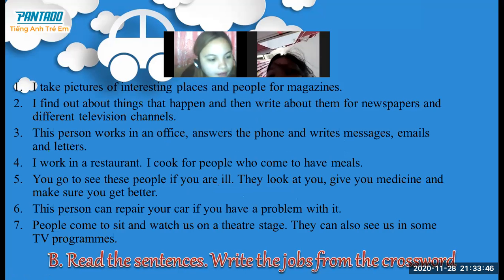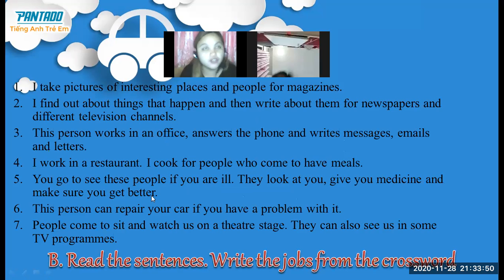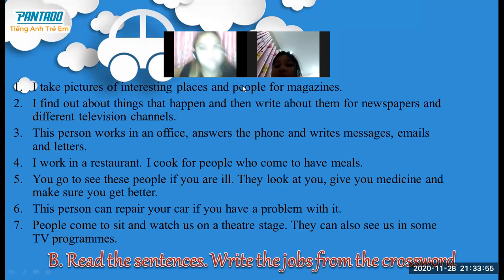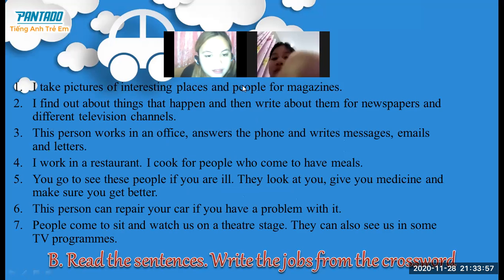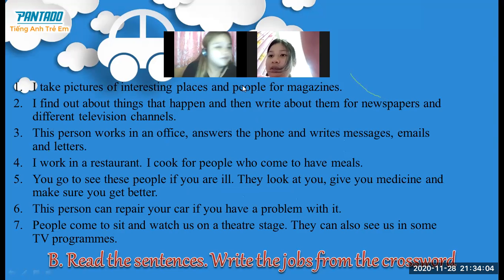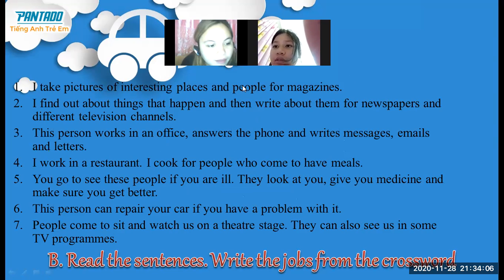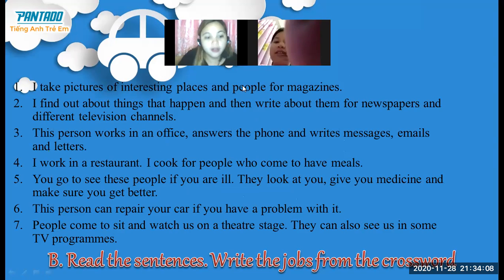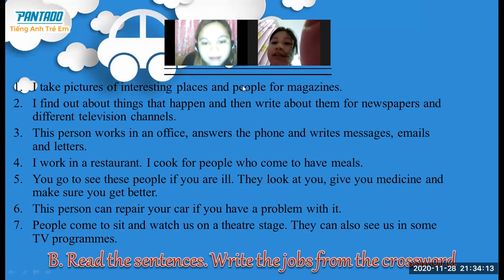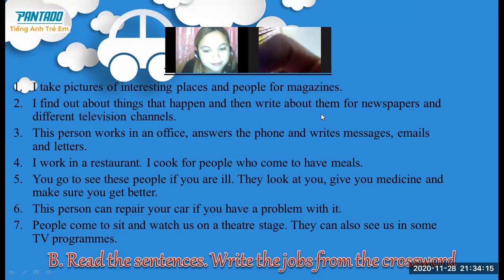Okay, so now let's have this one. Read the sentences and write the jobs from the crossword, okay? Okay. Okay, so number 1. I take pictures of interesting places and people for magazines. What is the job? It is a photographer. Okay, very good.